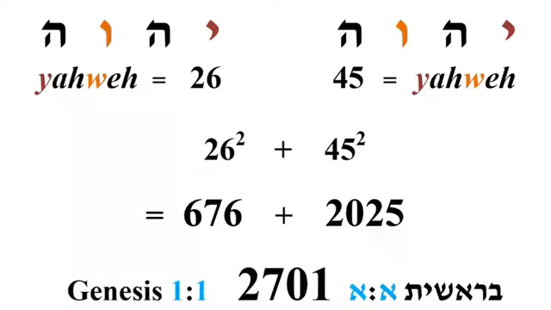And these two, 45 and 26, let me at least say them in the right order: 26 and 45. 26, God first. If I square 26, I get 676. If I square 45, I get 2025. And you add them together, you get 2701, which is Genesis 1:1, in the beginning God created the heavens and the earth.